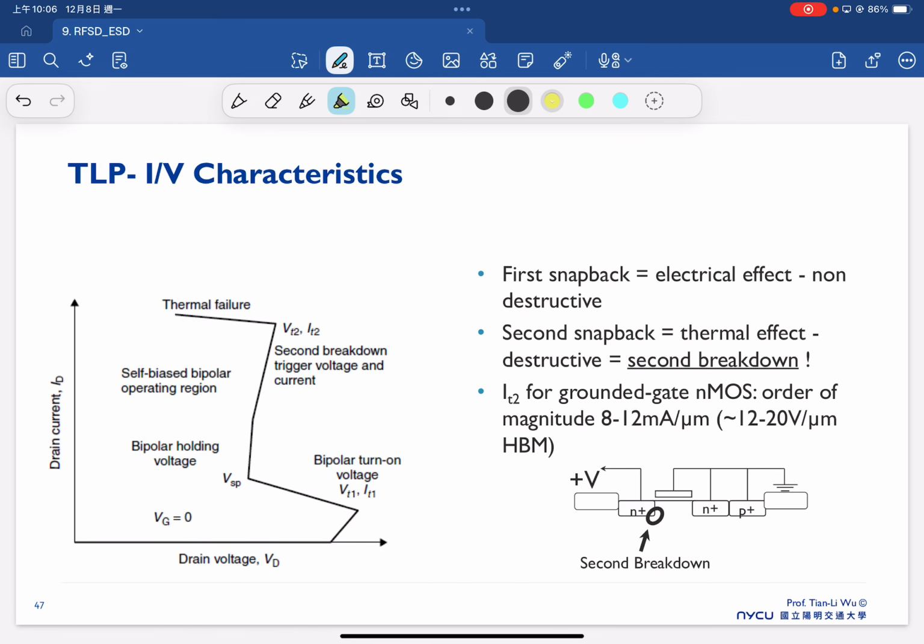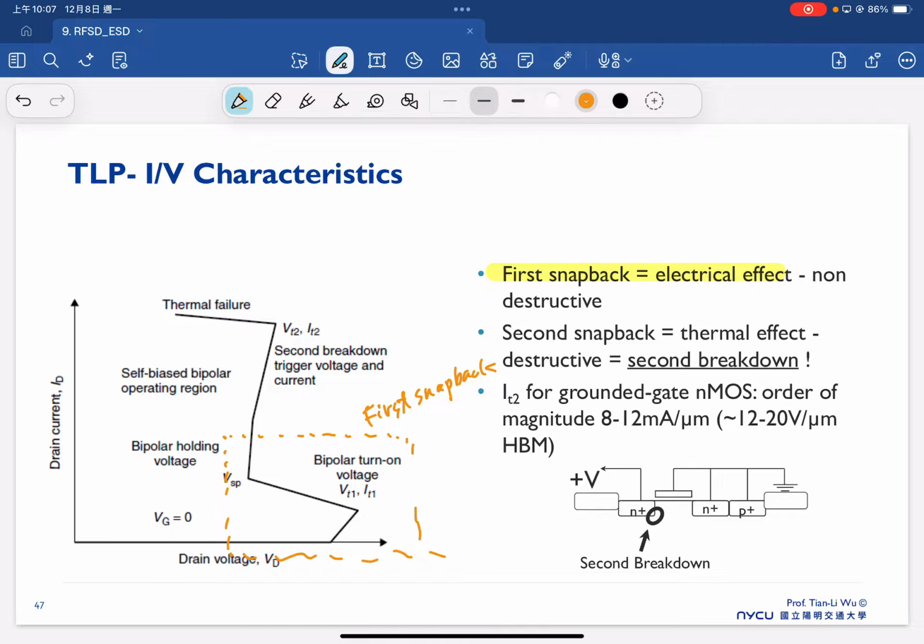So here is the full picture: if we do the TLP testing on our GGMOS, we see several different regions here. The first one is the bipolar turn on, which is here. That's the typical one where we have this first snapback. That's due to the latch-up.